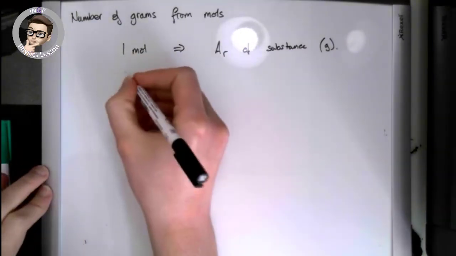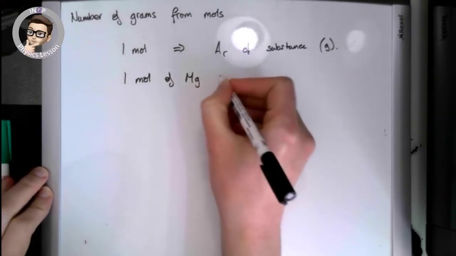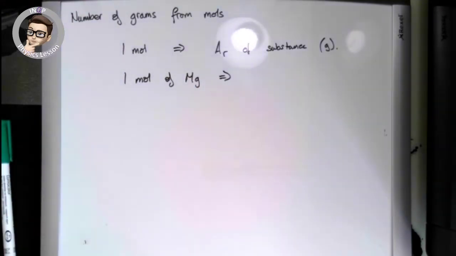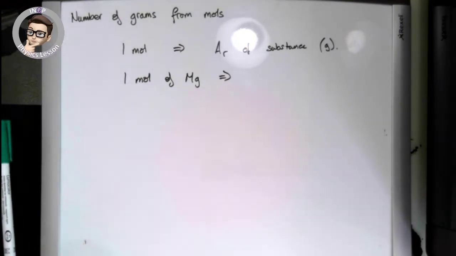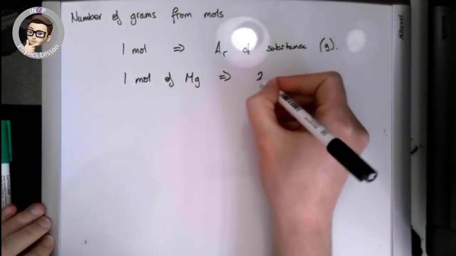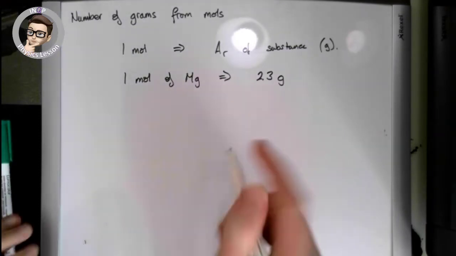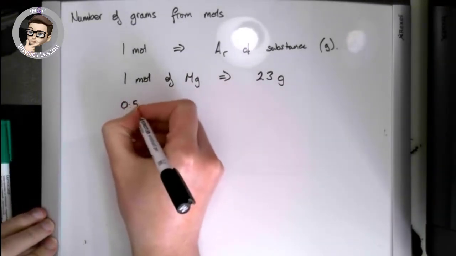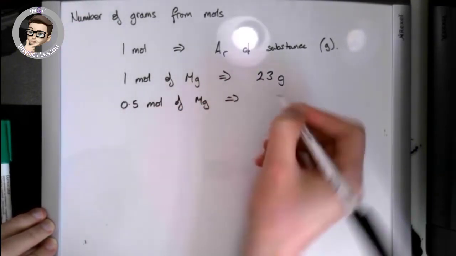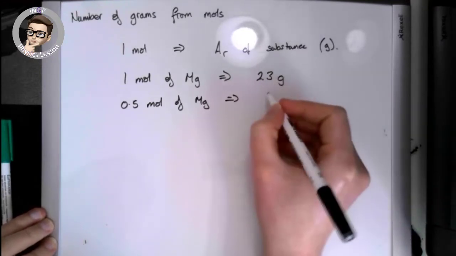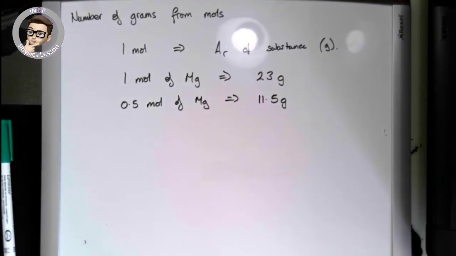And this is sort of what Avogadro had said. So for example, 1 mole of magnesium is going to be 6.02 times 10 to the 23 atoms of magnesium, but it's going to have a mass of 23 grams. So if I wanted half a mole of magnesium, if I've divided this side by 1/2, then I must divide the other side by 1/2. So I will have 23 divided by 2, which is going to be 11.5 grams of magnesium.